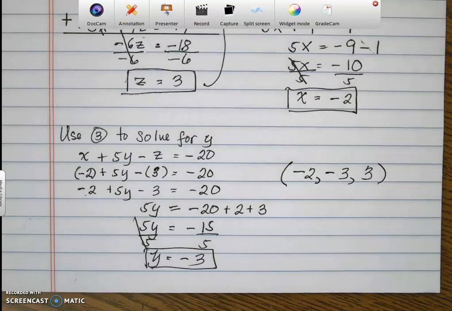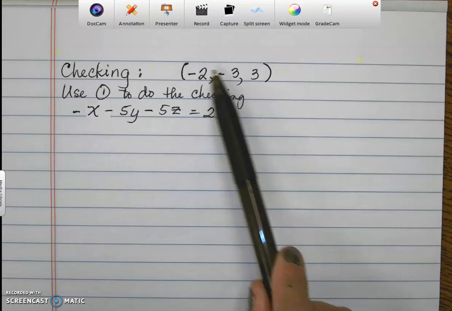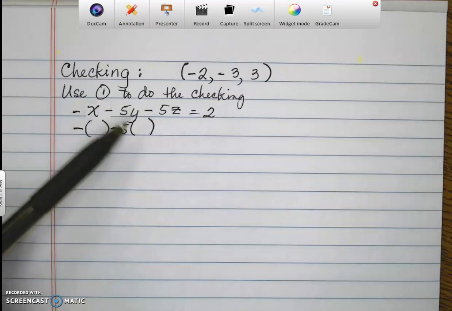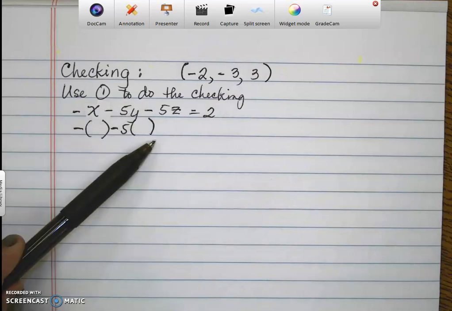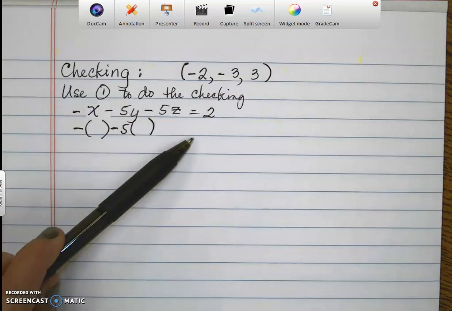Now let's do the checking. Okay, so I decided to use equation 1 to do the checking, which is negative x minus 5y minus 5z equals 2. All those variables are now going to change to parentheses, and we're going to plug in the values of x, y, and z. And so this is your x, this is your y, and this is your z. So negative x now turns to negative parentheses, and you will keep on copying. So copy the minus, copy the 5. When you go to the y, make sure that it becomes a parentheses. Again, you're going to copy the minus, the 5, and the z again becomes a parentheses.